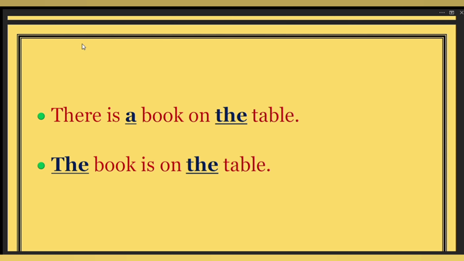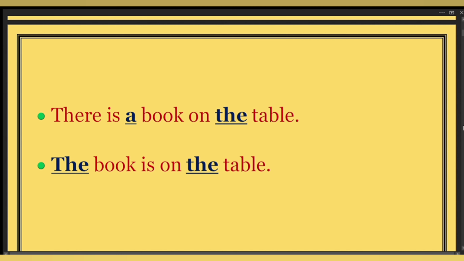Now look at these sentences. There is a book on the table. The book is on the table. Now, in the first sentence, a book can mean any book. The word a makes it clear that we are not talking about any particular book. The word the in the table, however, makes it clear that we are referring to a particular table.